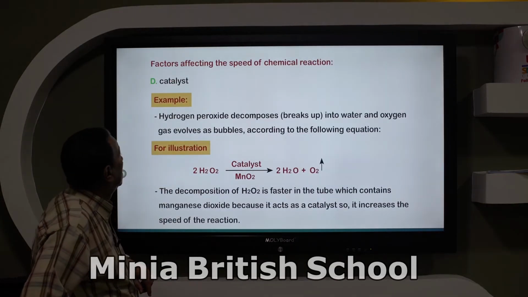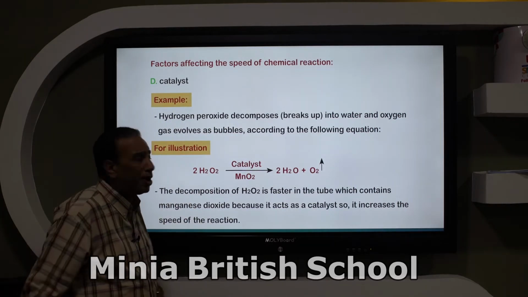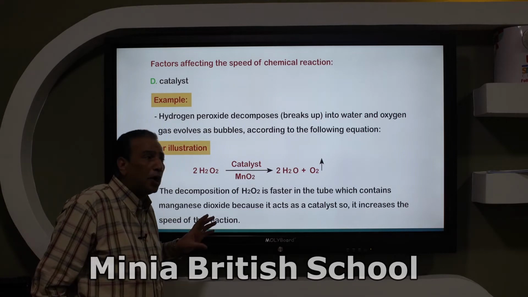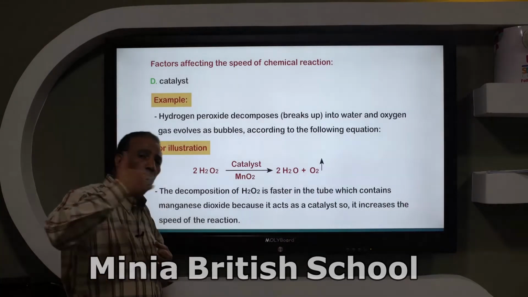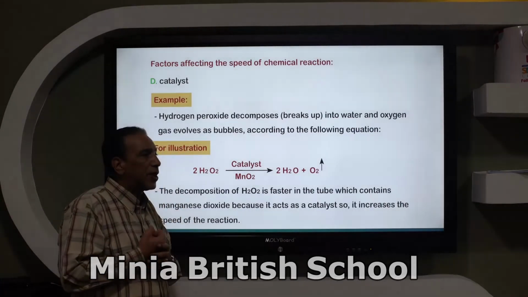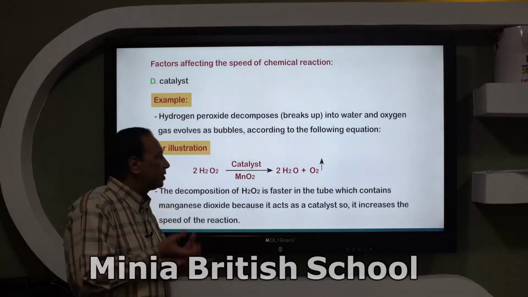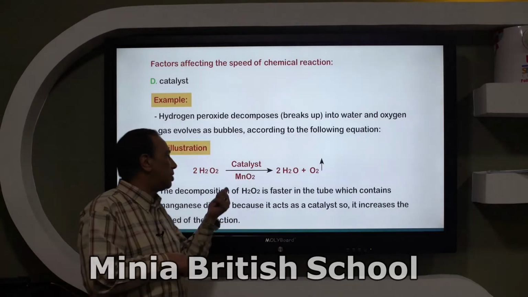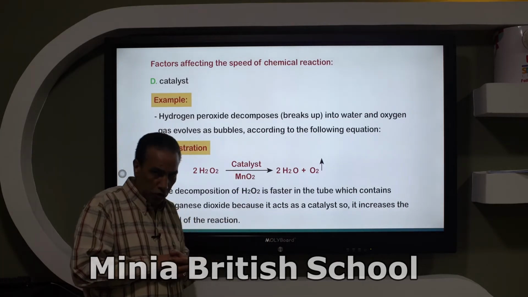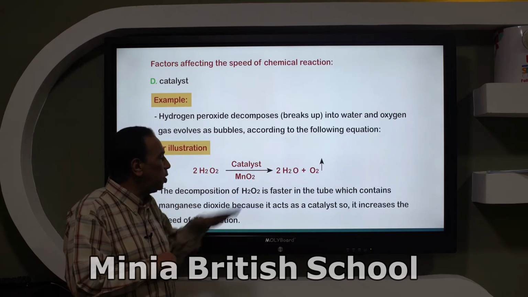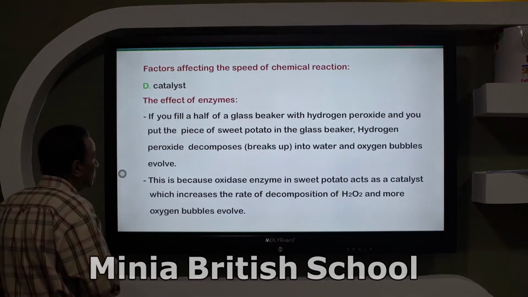For example, of the catalyst is the decomposition of hydrogen peroxide, H2O2. Hydrogen peroxide normally decomposes and gives oxygen even before adding the catalyst, but the reaction will be slower and will give a small amount of oxygen. But if we add a substance called manganese dioxide, the reaction will be very fast and the amount of oxygen will be large. That means the catalyst speeds up the chemical reaction and gives me the products in a very short time.